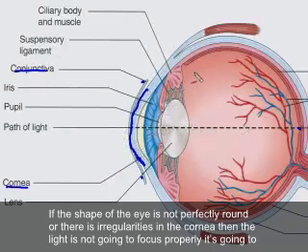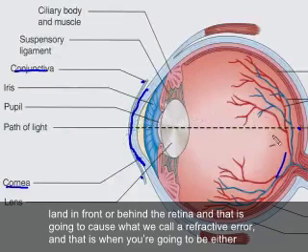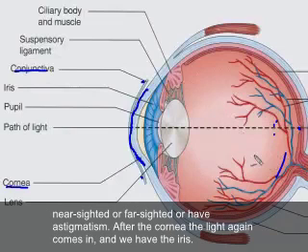If the shape of the eye is not perfectly round or there's irregularities in the cornea, then the light is not going to focus properly. It's going to land in front or behind the retina, and that's going to cause what we call a refractive error, and that's when you're going to be either nearsighted or farsighted or have astigmatism, etc.